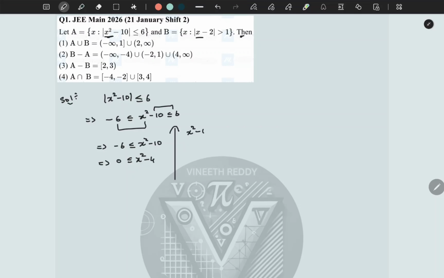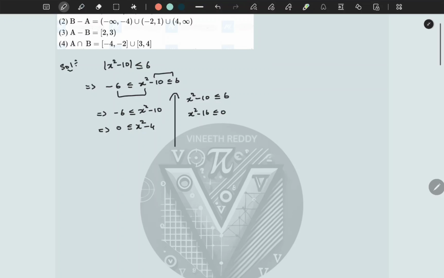Now x square minus 10 should be less than or equal to 6. That means x square minus 16 will be less than or equal to 0. So from here we say x square minus 4 is greater than or equal to 0, which means x minus 2 into x plus 2 is greater than or equal to 0. And from here, x minus 4 into x plus 4 is less than or equal to 0.